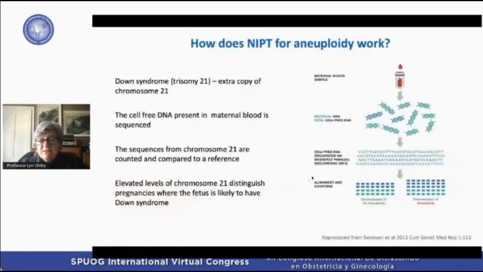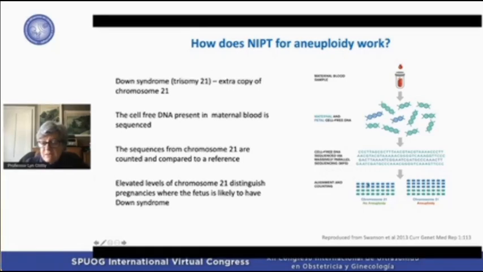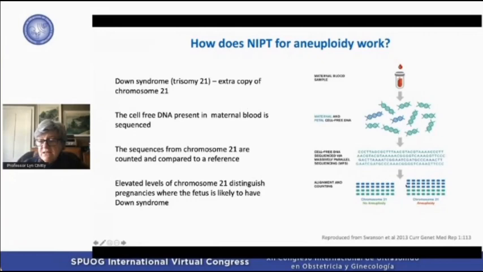How does it work? How does sequencing make this work? Well, as you know, Down syndrome has an extra copy of chromosome 21. And so what we do is take maternal blood, take the plasma and sequence the plasma. And if you think about the chromosome 21 sequences are in blue and the normal sequences are in green. And so if you have a baby with Down syndrome, there will be slightly more of the blue sequences aligned to chromosome 21. So it's looking at the relative proportions of chromosomal content in the mother's blood, and that enables us to use NIPT to screen for aneuploidy.